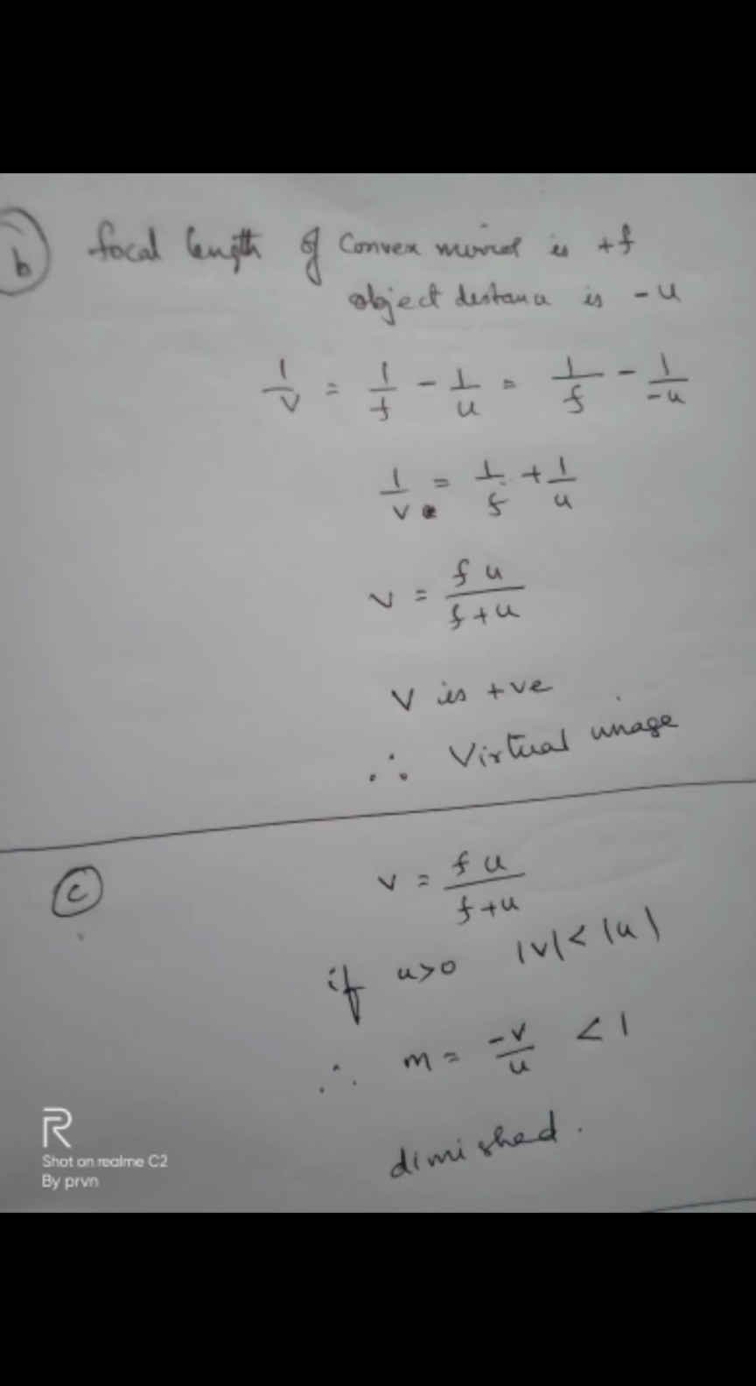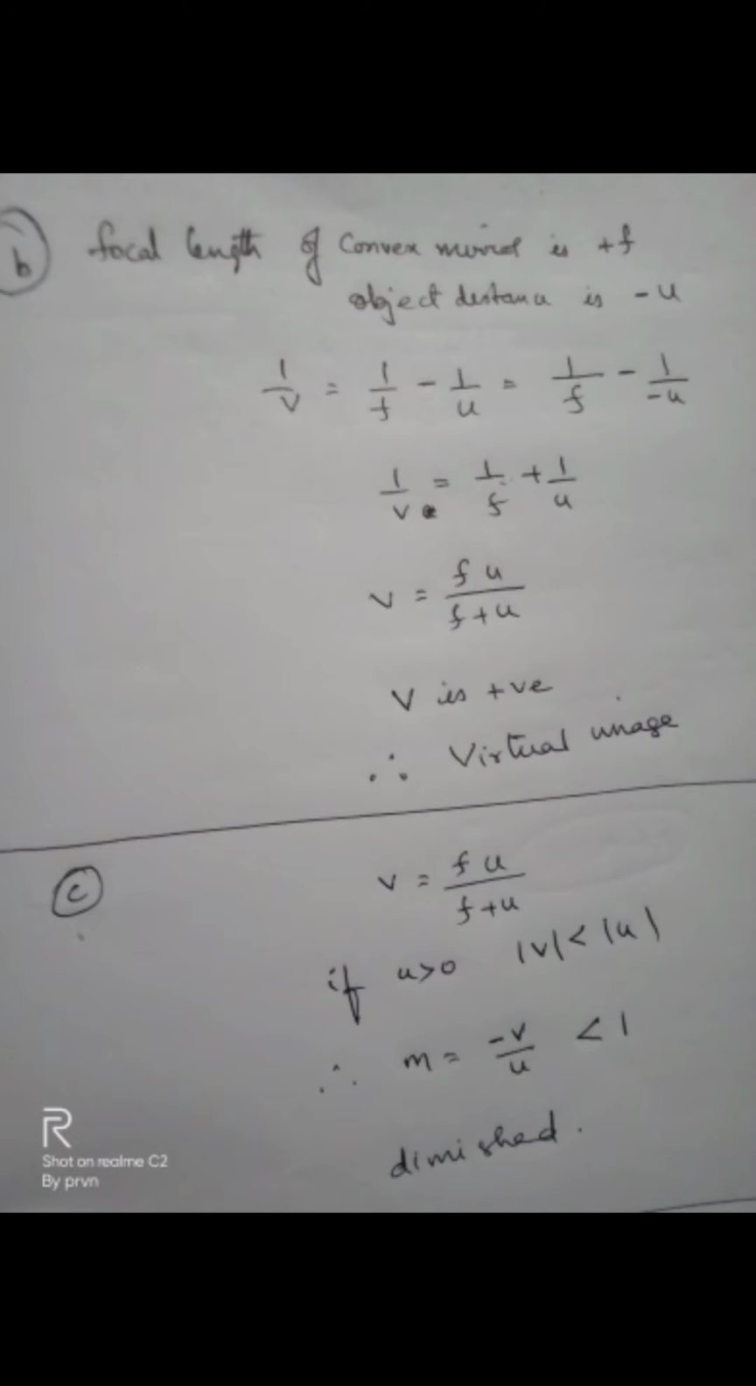Now carefully observe that if we substitute any value for u, you will get that the magnitude of v is always less than the magnitude of u. In the magnification value, we need to substitute v by u. As the numerator is less than the denominator, we will get the magnitude always less than 1. It shows that it is a diminished image. So for part C, we got that the image is a diminished image.